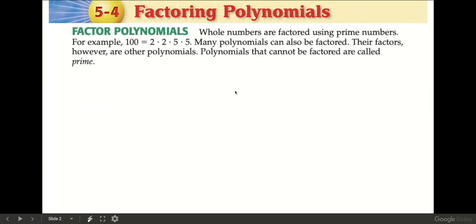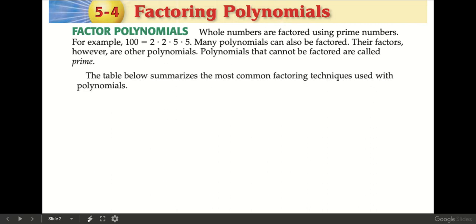So, factoring polynomials. Whole numbers are factored using prime numbers. For example, 100 is equal to 2 times 5 times 5. These are all prime numbers that are factors of 100. If I multiply these all together, it equals 100, right? Many polynomials can also be factored. Their factors, however, are other polynomials. Polynomials that cannot be factored are called prime.